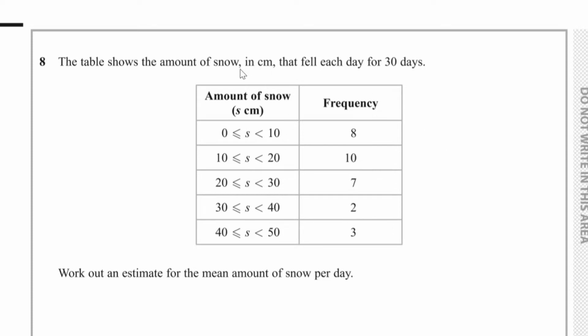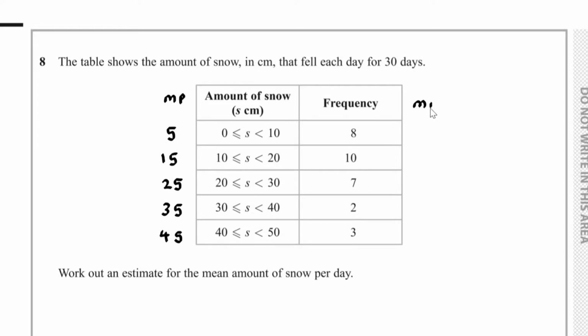Question number 8. The table shows the amount of snow in centimeters that fell each day for 30 days. And what we have to do is find an estimate for the mean amount of snow per day. The first thing we can do is find the midpoints of each of these intervals. Here we have 5, here we have 15, here we have 25, here we have 35, and here we have 45.